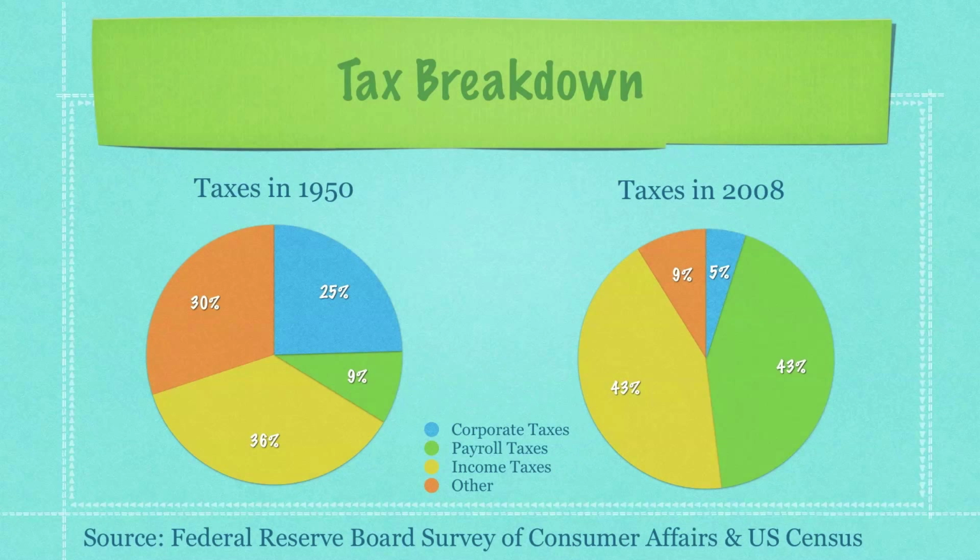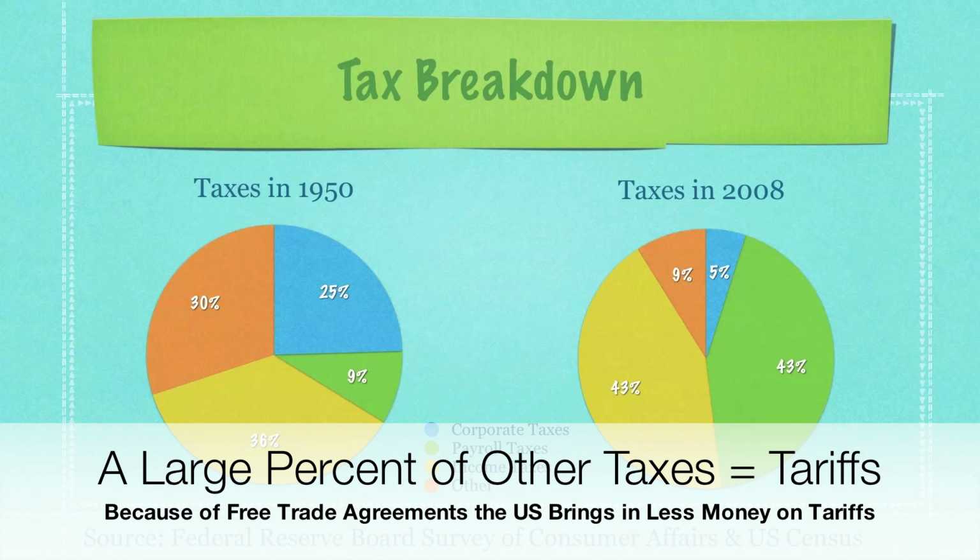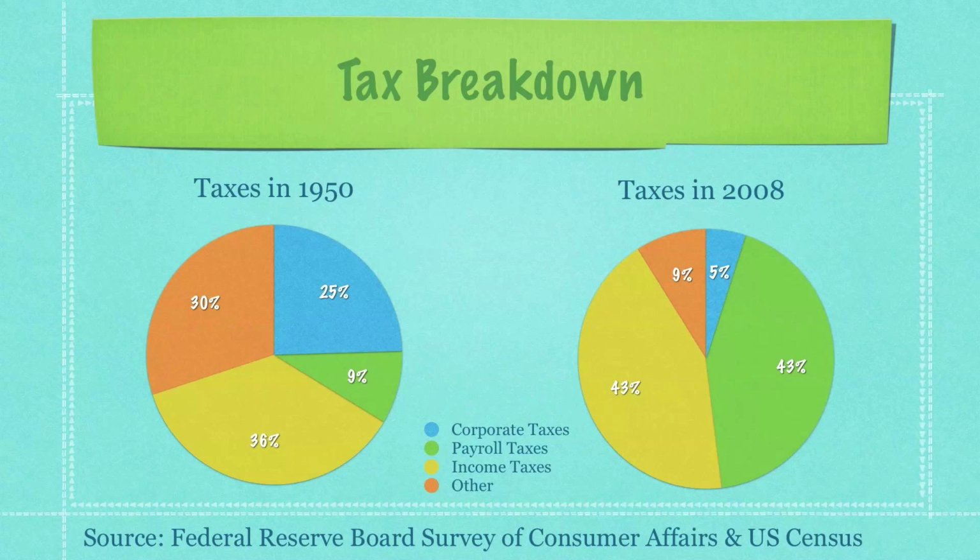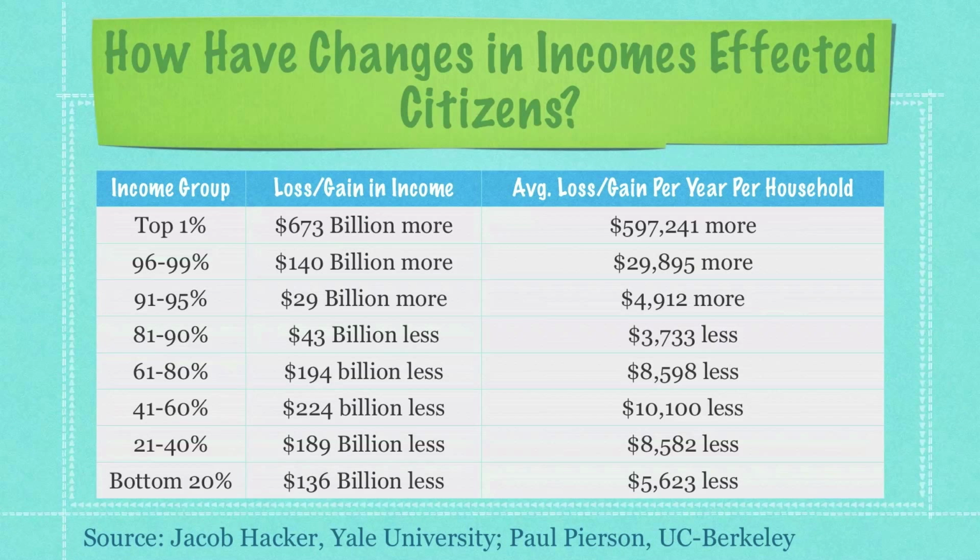You can see on the left side of your screen that corporate taxes in 1950 made up 25% of total revenue that the government brought in. And now in 2008, it's down to 5%. On top of that, you can see a dramatic drop in overall other taxes and a dramatic increase in payroll taxes. Again, this is supposed to go to Social Security, Medicare, unemployment, and so forth. So you can see from this simple chart exactly who is paying revenue to the United States government and who is not. So how have these changes in incomes affected the different groups?